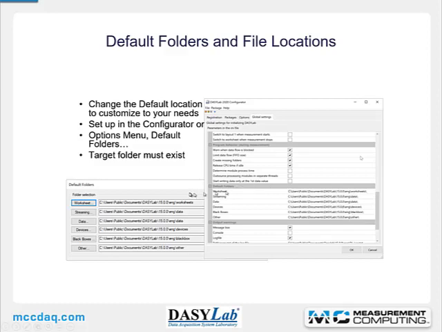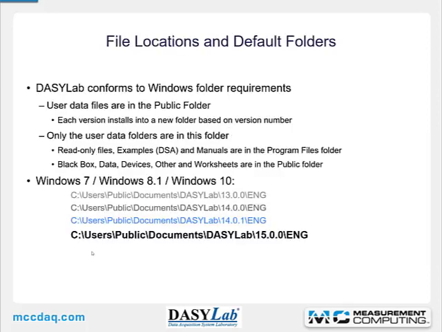And when you are in DASYLab, you can go to the Options menu, Default Folders, and change the locations. So we have locations for worksheet, streaming, data, devices, black boxes, and other. And it's mostly the worksheet and data folders. These are the default locations. Of course, you can do a file save as or a file open of any file available to your computer.